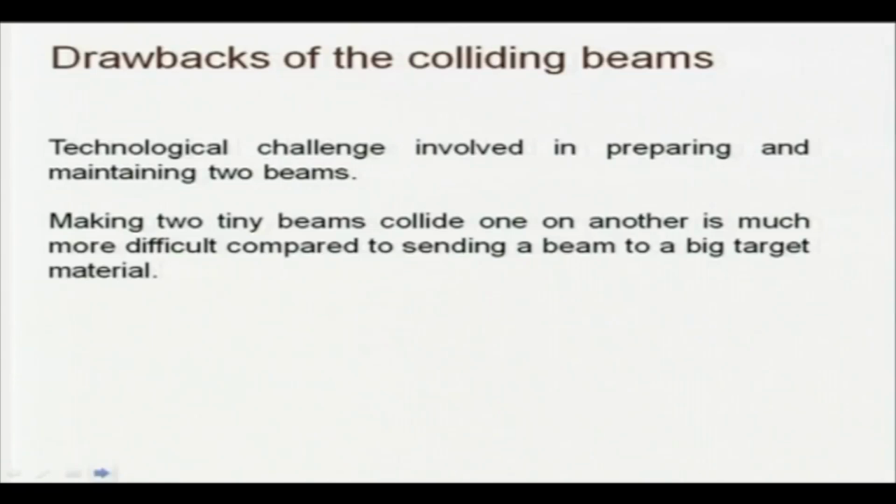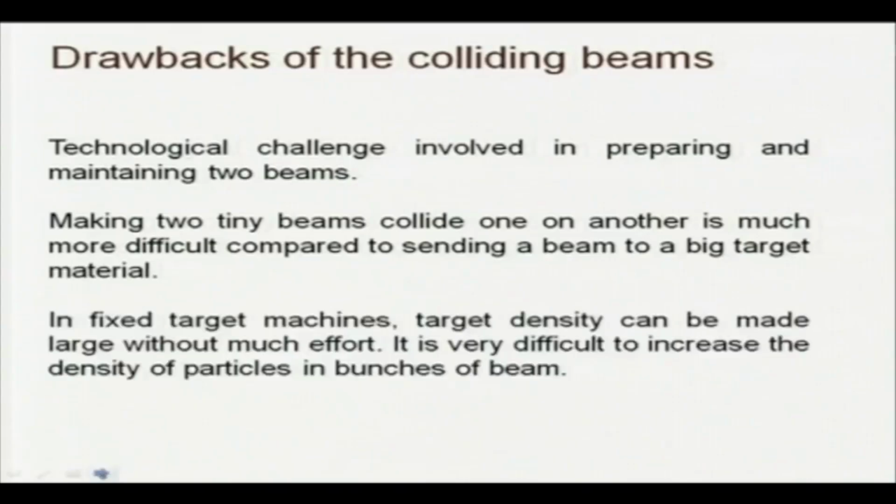I mean, you now have two beams to handle rather than one beam, so that itself is a disadvantage, and then the size of the whole accelerator and collider complex can be different, etc. So this is one of the disadvantages compared to the fixed target. The other is that in the case of fixed target, giving a large density of target particles is much easier compared to keeping large density particles in the bunches of colliding beams.